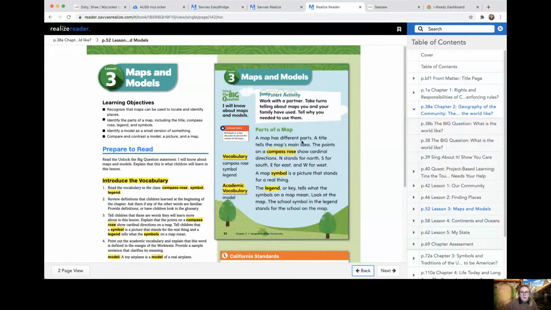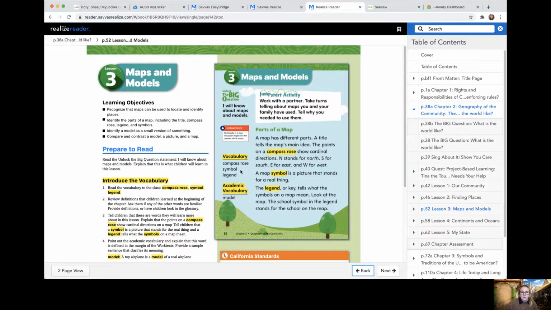So today we are going to talk about maps and models. I know that we've been talking about directions and how to find places, and we talked about how to find a place on the map. Well, today we're going to keep talking about that, but we're going to look a little bit deeper into a map and some models we might see on a map. So I'm going to share my screen and we are going to read our new lesson for history.